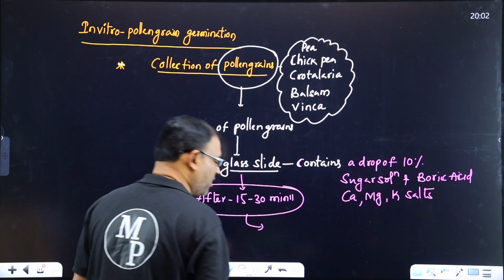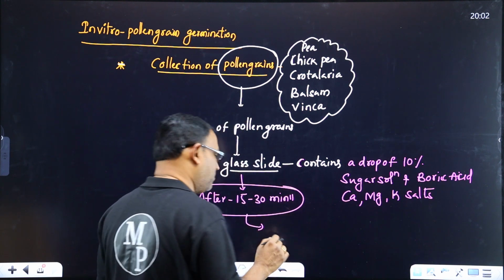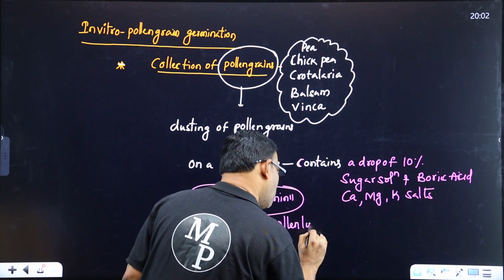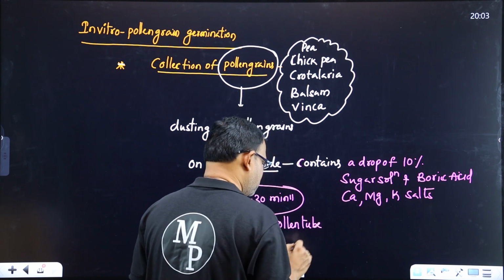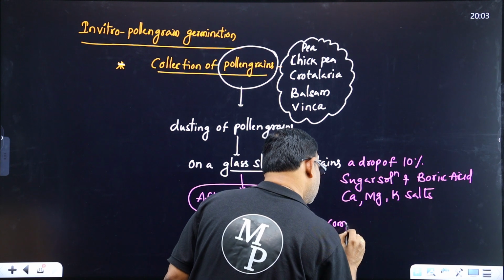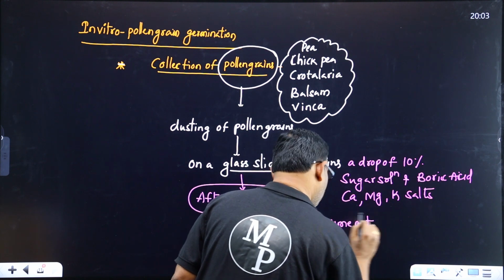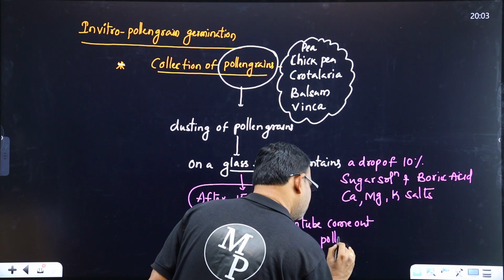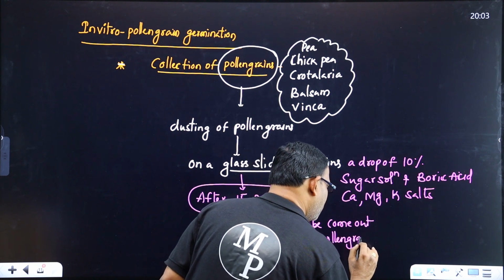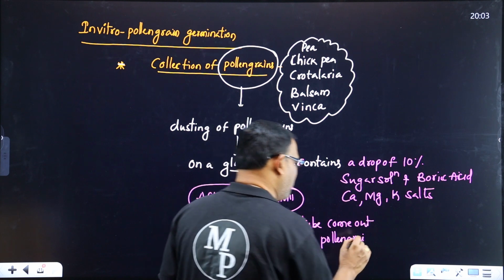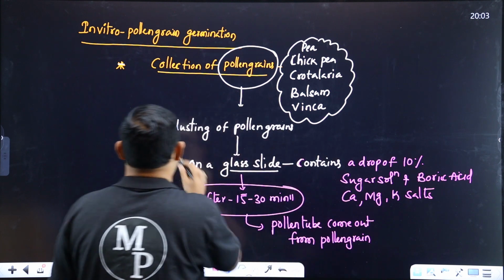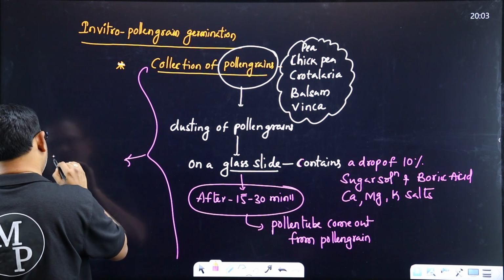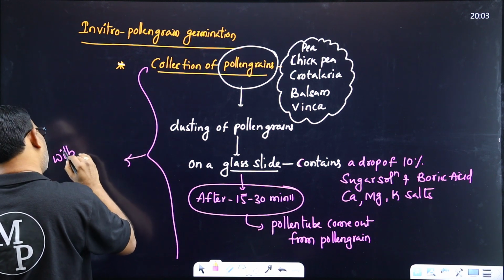Finally, what do you observe? Pollen tubes come out from the pollen grain. Now all this entire process takes place within the laboratory.